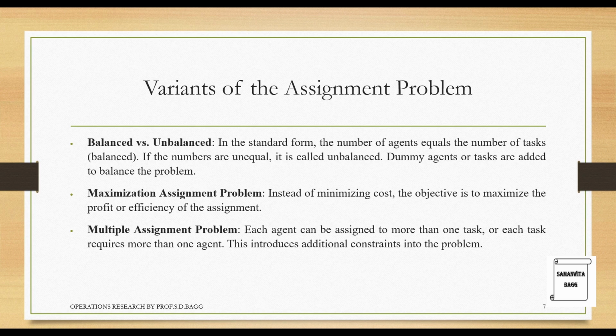Maximization assignment problem. Instead of minimizing cost, the objective is to maximize the profit or efficiency of the assignment. Multiple assignment problem. Each agent can be assigned to more than one task, or each task requires more than one agent. This introduces additional constraints into the problem. So multiple assignment problem is also there when you have to assign one agent to more than one task, or each task would require more than one agent for getting it completed. So in that case, we will have to go for multiple assignment problem. It is a bit tougher as compared to the regular assignment problems where you have to assign one to the other.